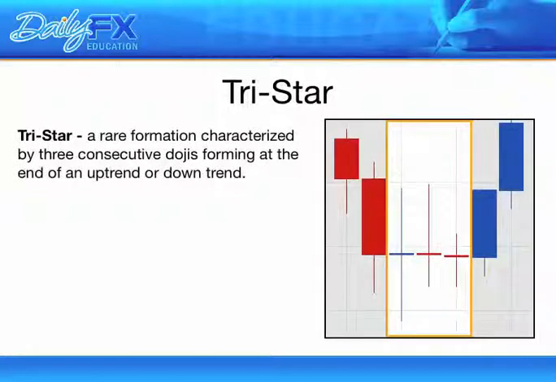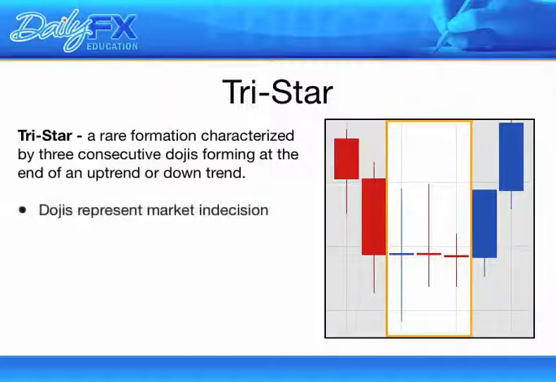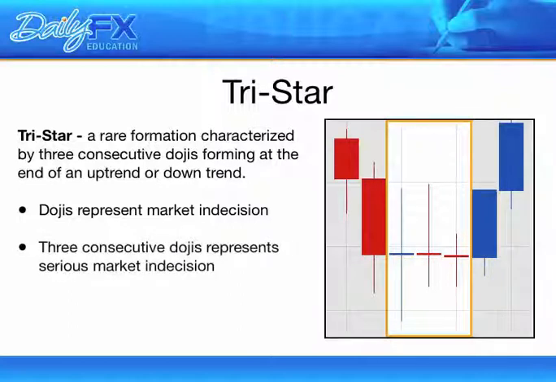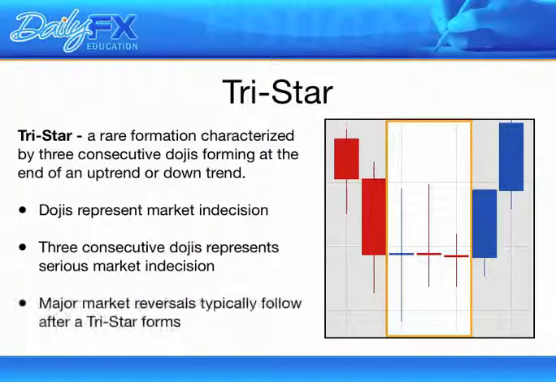This is an extremely rare pattern characterized by 3 consecutive dojis forming at the end of an uptrend or a downtrend. Remember, dojis represent market indecision. Because a doji opens and closes at or near the same price, this means that neither buyers nor sellers have been able to move the market. When 3 consecutive dojis form, serious indecision is present and typically major reversals will follow. This pattern is not very common.